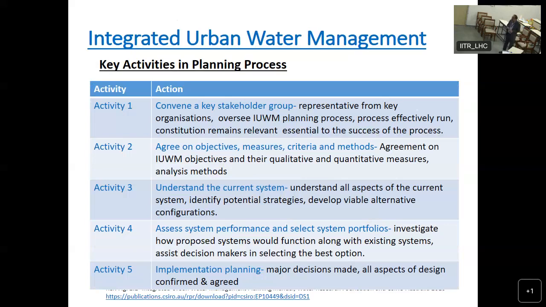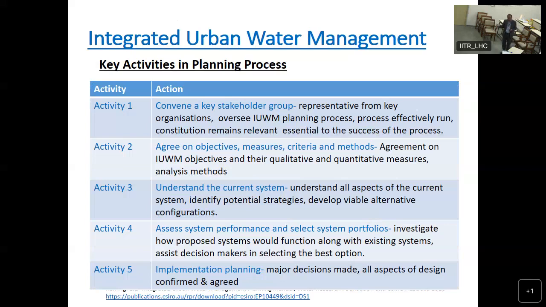The second part is that group which we are talking about, the stakeholders group, they should agree on what the objectives of providing those services are. Then how we are going to measure our objectives, and the criteria and the methods. Assessing the method, how we are going to finally say, okay, we are achieving the objectives. What are the criteria for those?